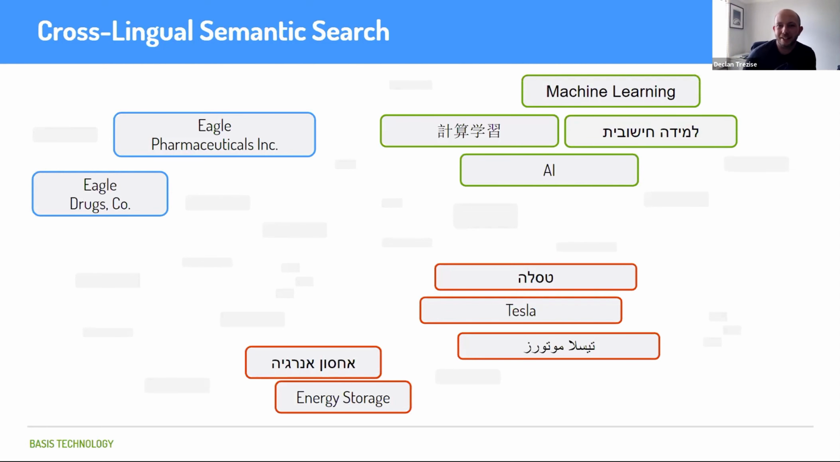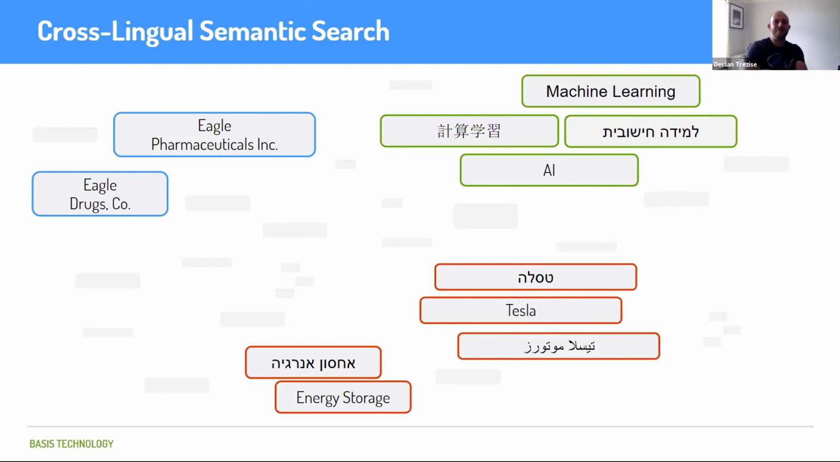On the right-hand side, it gets a bit more complicated because potentially within this matching space, you could have terms in different languages as well. And if you're going to be doing cross-lingual search with semantics, you want to make sure that all of your matching spaces actually align with each other. So I've got those terms in English there, machine learning and AI, but I also have counterparts in Chinese and Hebrew there as well. The same goes for Tesla in red, and then energy storage at the bottom.